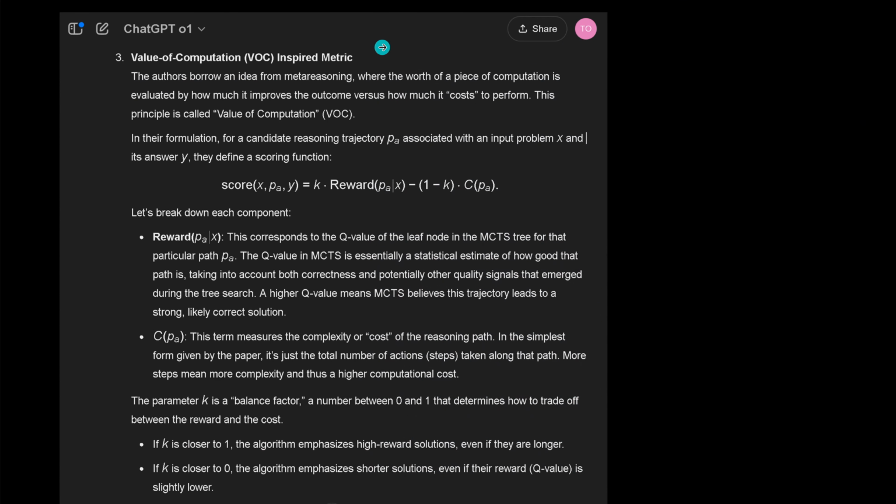Now, I just want to be clear that the authors, I'm going to show you the study. Gee, I haven't shown you the study yet. They use the value of computation-inspired metric, and I already talked about this. Their particular approach was a really simple one. They calculate a particular scoring function, give it a reward function, and they measure the complexity or the cost of finding a particular reasoning path simply by the number of actions or the number of steps taken.